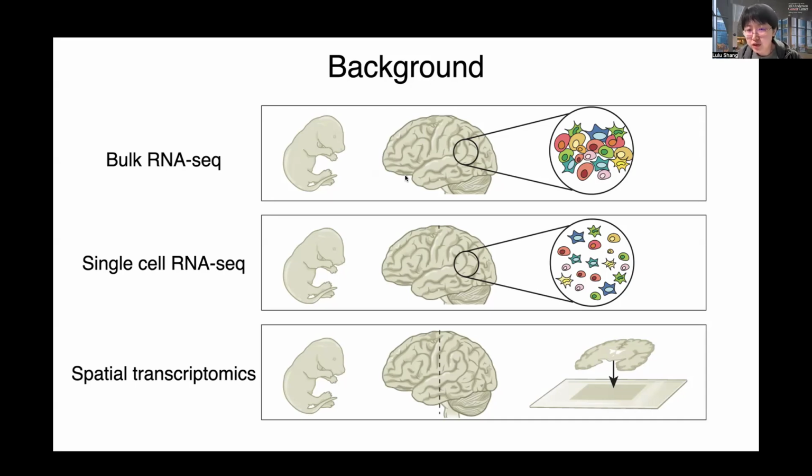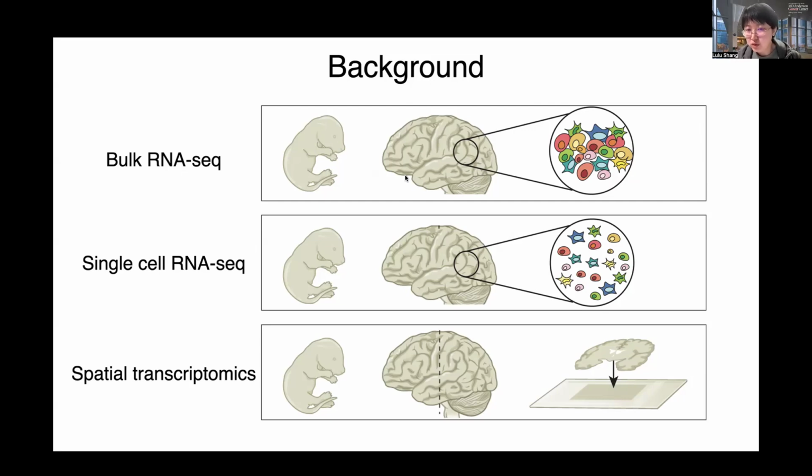A few years ago, people developed single-cell RNA-seq technologies. In single-cell RNA-seq, people are able to dissociate each individual cell and measure the gene expression within each individual cell separately. In this way, you have a much higher resolution than traditional bulk RNA-seq. In single-cell RNA-seq, the samples will be each cell rather than a mouse. But this is still not enough.